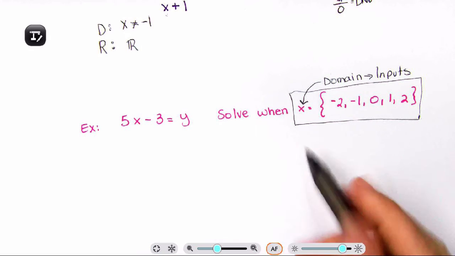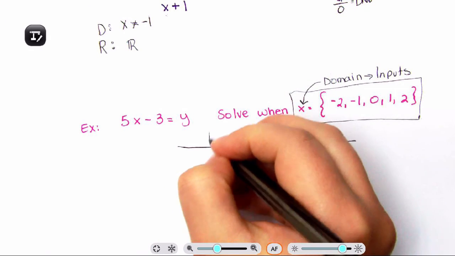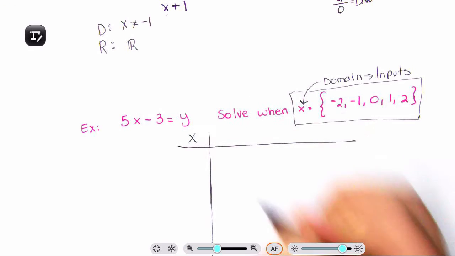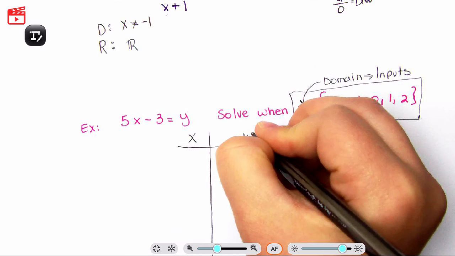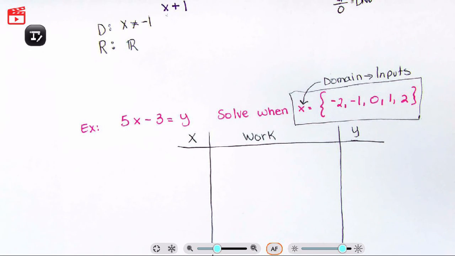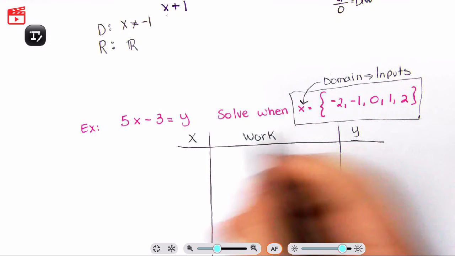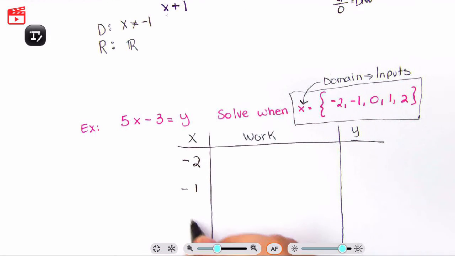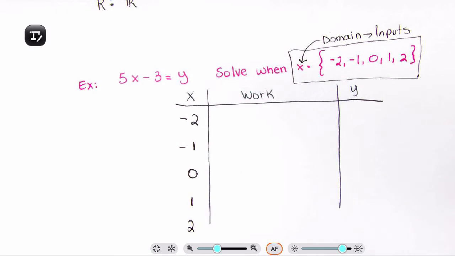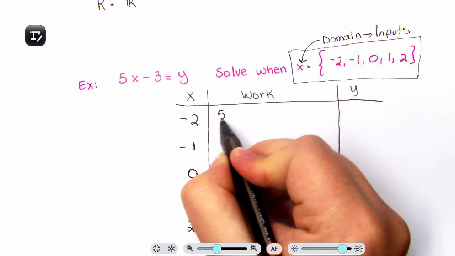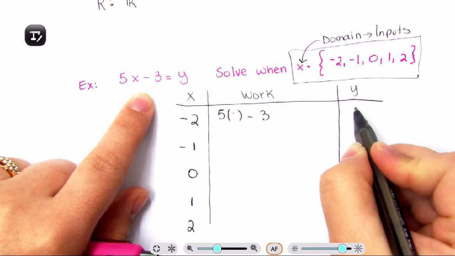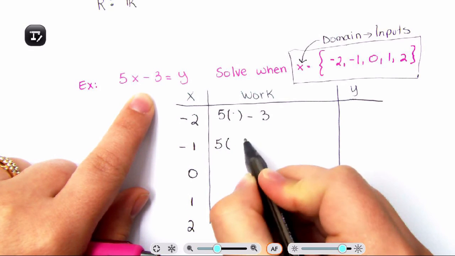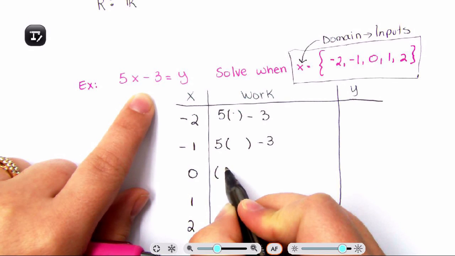So when you're given something like this, you're going to have to do a t-chart. I'm going to make a big t-chart. Here's your X, here's your input, here's your Y, here's your output. In here, you're going to show me your work. What are my inputs? -2, -1, 0, 1, and 2. I'm going to rewrite what I have, except where I have X, I'm going to leave a blank. And then here's my Y. So I only need to write the meat of the problem.